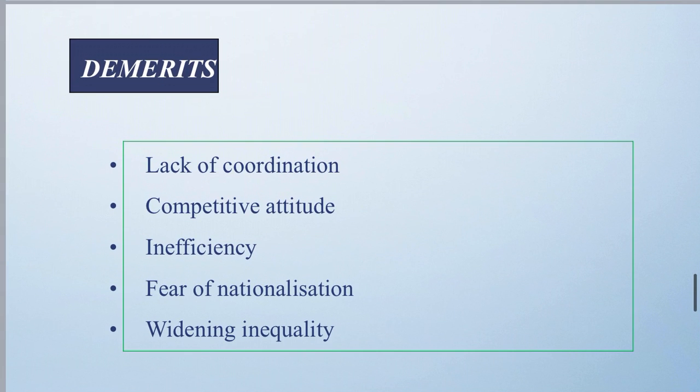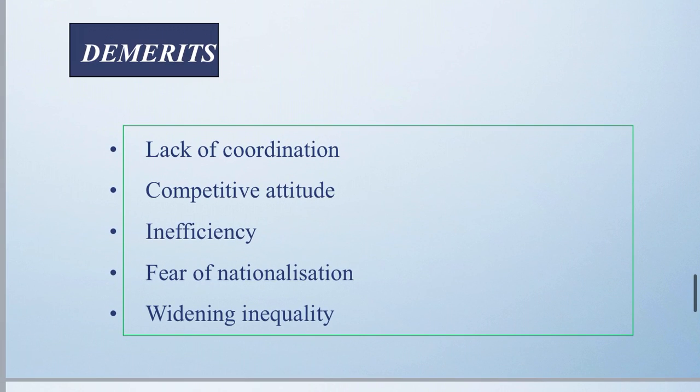Let's go on to the demerits. First demerit, the foremost demerit is lack of coordination. Whenever there are two people, definitely there will be lack of coordination. Even in our classroom, we all do not have the same opinion. Our opinion differs. So in a big economic system or in a country like India, when you have the public sector as well as the private sector, there will definitely be lack of coordination. So this is the greatest drawback of mixedism. There is lack of coordination between the public sector and the private sector.